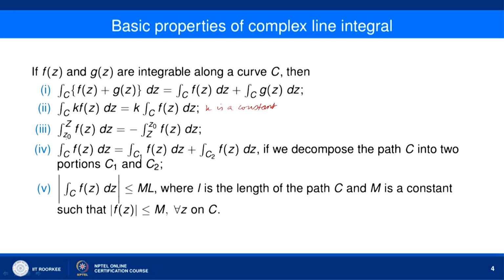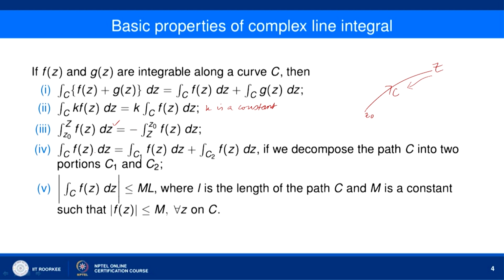Now, if you take 2 points z naught and z and join them by a curve, then the integral from z naught to z of f(z) dz will be the negative of the integral from z to z naught. That is, when you reverse the direction of integration along C, suppose this is your curve C, this is your z naught point, and this is your capital Z point. Suppose you integrate from z naught to z, and then you integrate from z to z naught, that means you reverse the direction of integration, then there will be a change of sign.